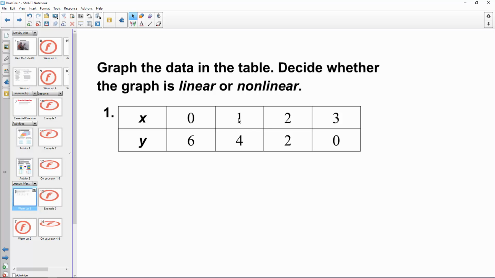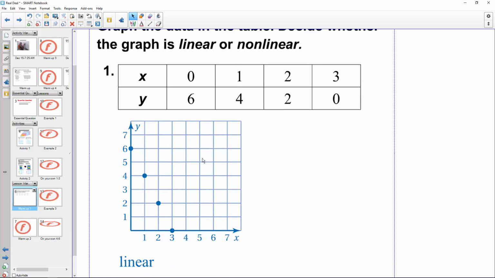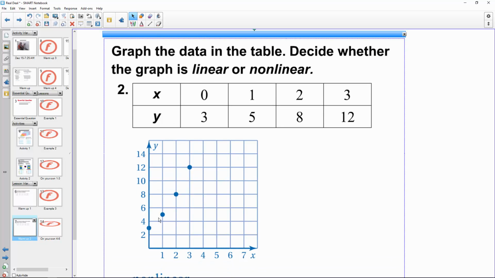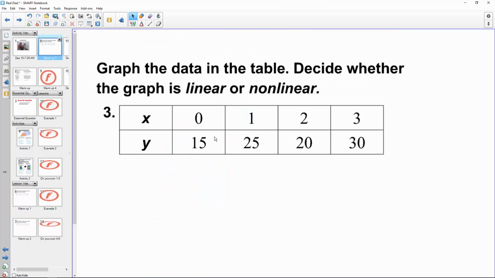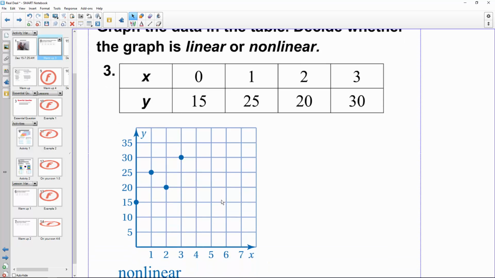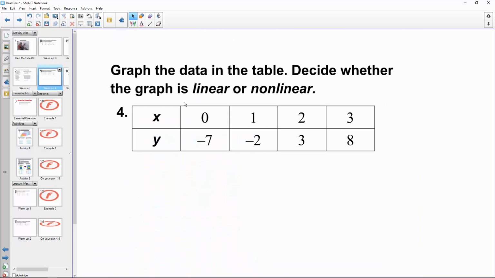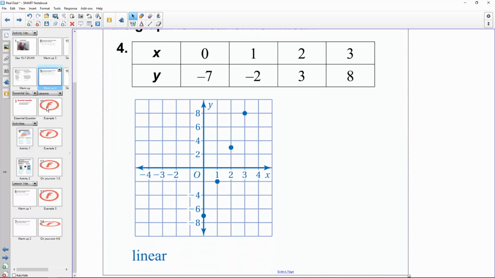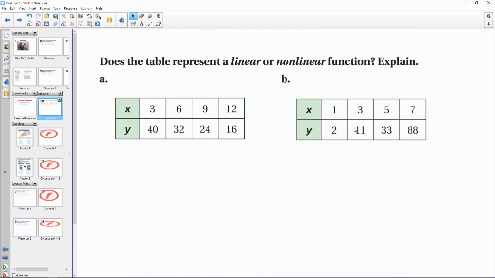So is this linear or nonlinear? All right, if we look at it, it is definitely linear. For this one here, is this linear or nonlinear? Again, I graph it, or I can just look for the differences. And when I do that, I notice that it starts off, it looks like it's linear, but then it kind of curves up. So this is nonlinear. This one here, it's going up by 10 and then down by 5. And so these are definitely nonlinear. This one here appears to be going up by 5 every time. So it's linear.